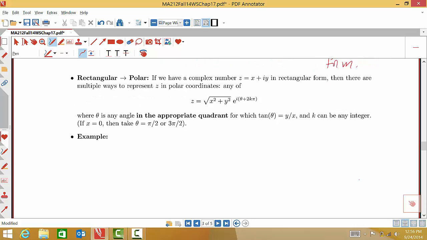On the other hand, if we want to go from rectangular to polar, we can do that also. Let's just do this in general. So suppose I have a plus bi, and I want to write that in the form r e to the i theta, where r is bigger than or equal to 0. Well, what does this tell us? This tells us that a plus bi must be equal to r cosine theta plus i r sine theta.